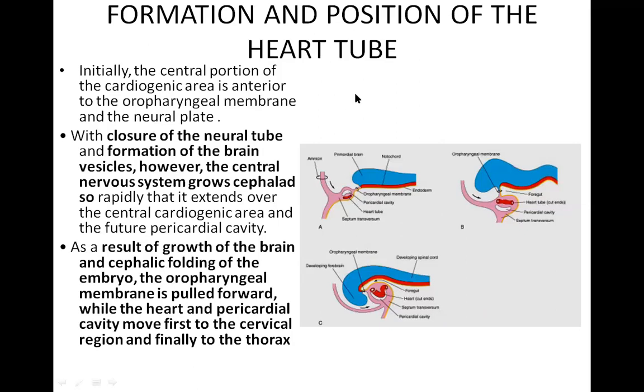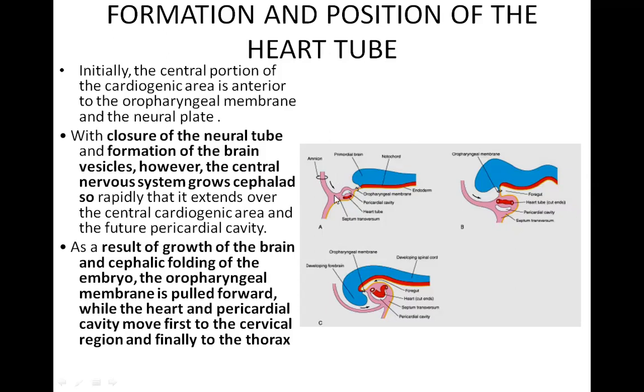Then is the formation and the position of the heart tube. So initially the central portion of the cardiogenic area is anterior to this oropharyngeal membrane and the neural plate. Now with the cephalocaudal folding, because there is a formation of the forebrain vesicle, after the closure of the neural tube, there will be the formation of the brain will start, and the central nervous system will grow cephalically so rapidly, so that it has to undergo cephalocaudal folding.